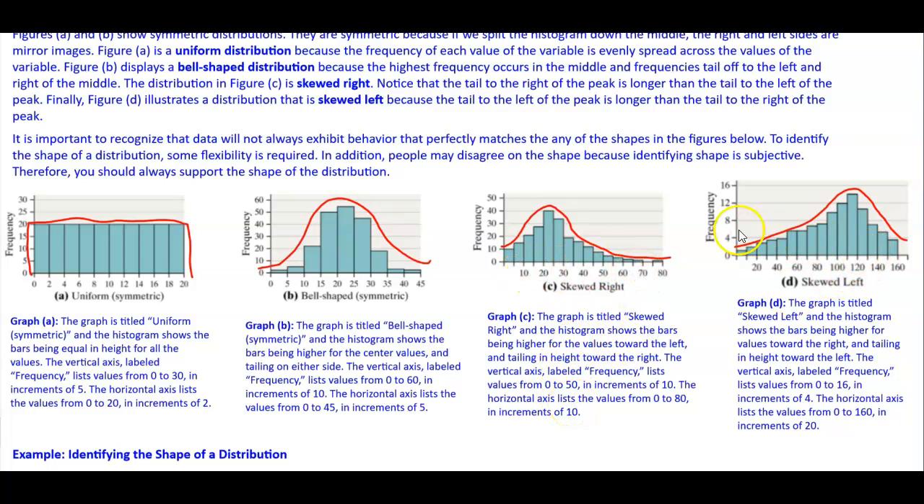And then the last one, we have graph D. The graph is titled skewed left, and the histogram shows the bars being higher for values toward the right and tailing in height towards the left. The vertical axis is labeled frequency, lists values from 0 to 16 in increments of 4, and the horizontal axis lists the values from 0 to 160 in increments of 20.